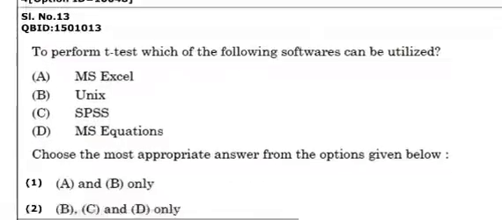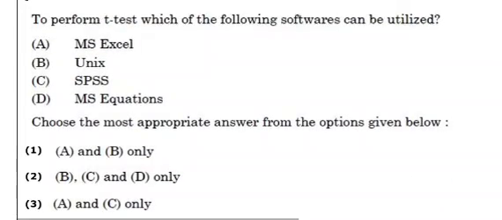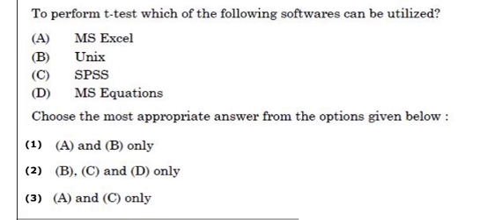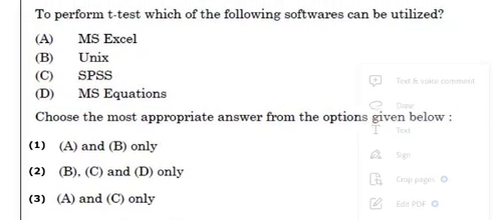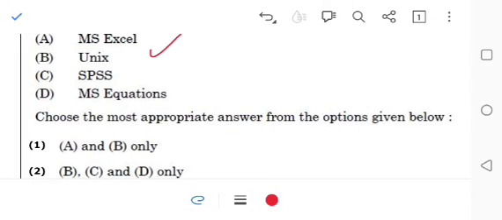Then number 13, to perform t-test, which of the following software can be utilized? MS Excel, Unix, SPSS, MS Equations. So these are the options for 13. Correct option will be A and C, MS Excel and SPSS.